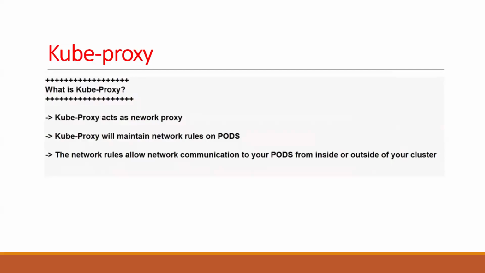Then what is the kube proxy? Kube proxy acts as a network proxy and will maintain network rules on the pods. Who will maintain the network rules, guys? The kube proxy. The network rules allow network communication to your pods from inside or outside of the cluster. If I want the IP address of that server container, who will do that? The kube proxy maintains the networking on the Kubernetes cluster.